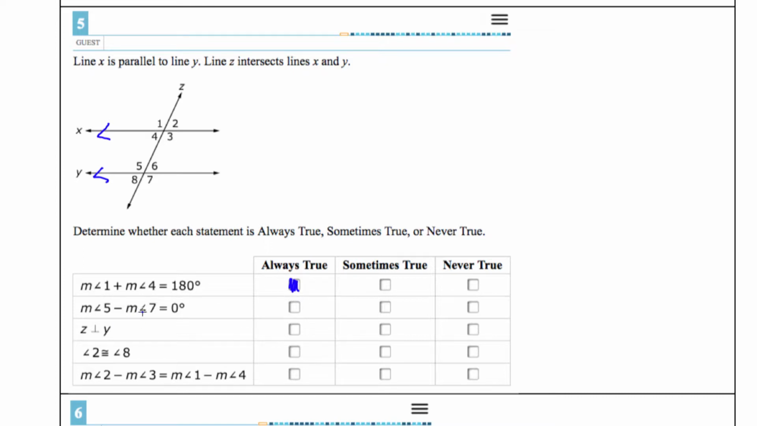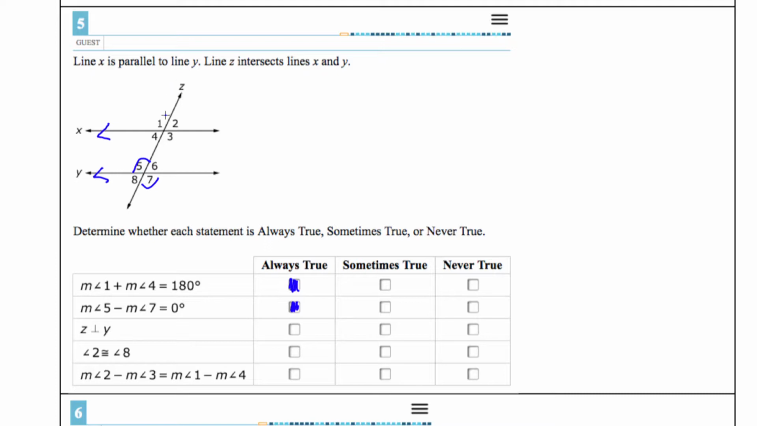5 minus 7 is 0, so 5 minus 7. Well, since they're at the same angle, it's like saying if my angle is 70 degrees and I subtract 70 degrees, what am I going to get? Yeah, you're always going to get 0. So that's an always.